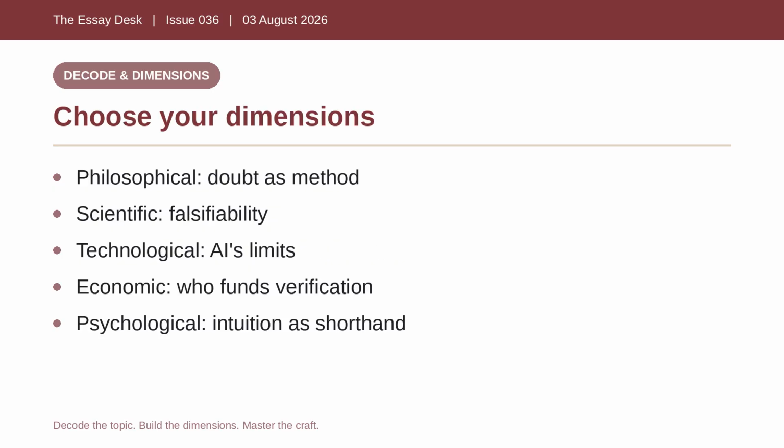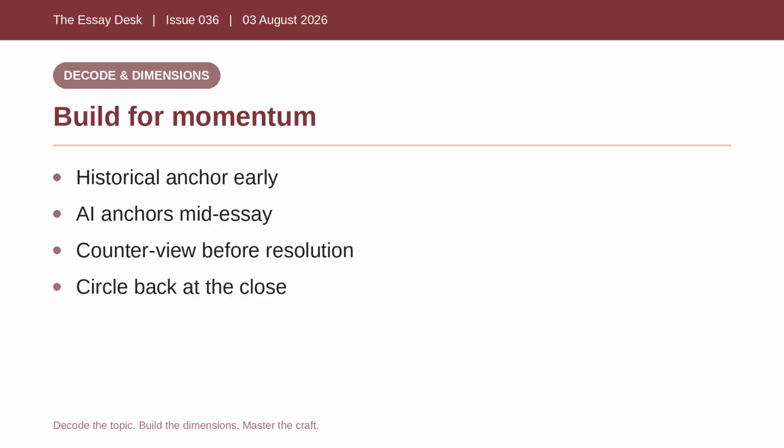it as you go. For a topic like this, 6 to 8 dimensions give you real range without turning the essay into a list. Move from the philosophical route of doubt through the scientific method into today's most vivid battleground, artificial intelligence. Then to the economics of who actually funds verification, and finally to the psychology of intuition itself. Each dimension should answer a question the previous one raised, so the essay reads as one continuous argument, never as separate mini essays stapled together.